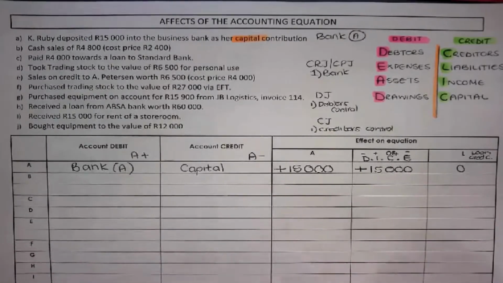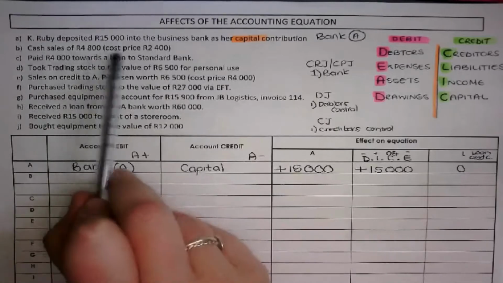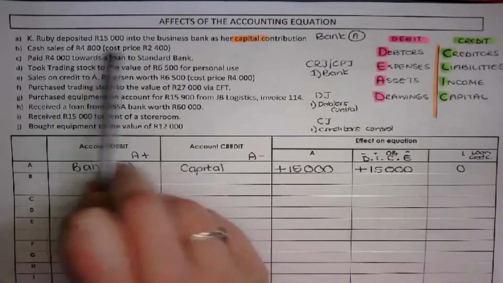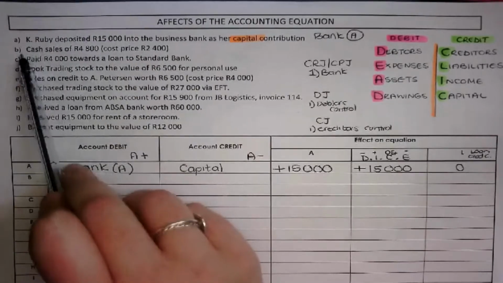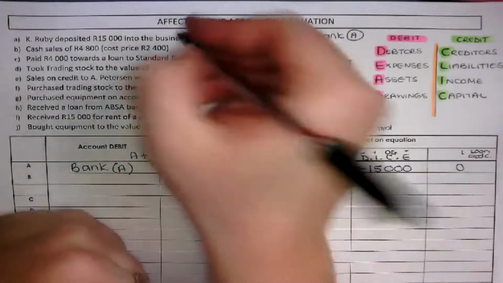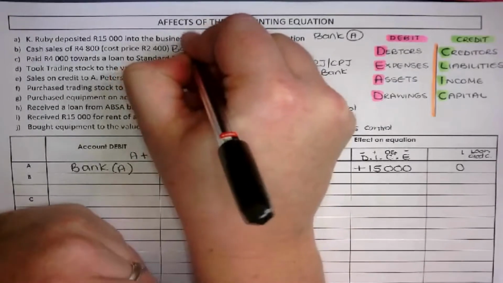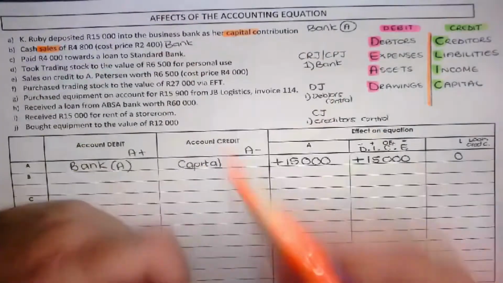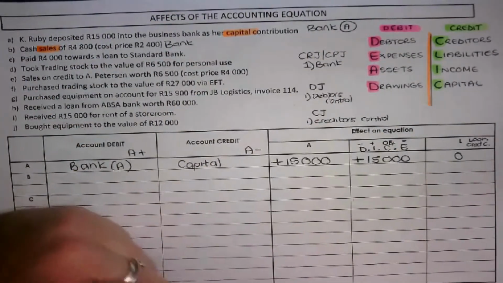Next one, cash sales of 4,800 Rand, cost price 2,400. So let's just break this up. Just ignore what's in the brackets for now. Cash sales of 4,800 Rand. So we know one of the accounts is again bank because it belongs in the CRJ. The other account is sales. They've made a sale, they've sold something.